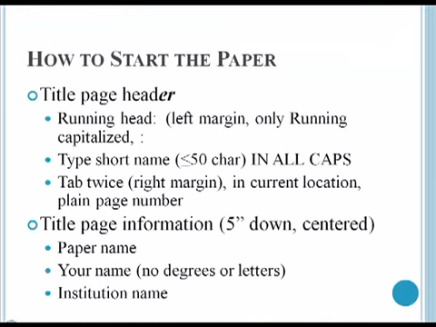Here's the next slide. We're going to make our page header. We're going to write the word running head in the left margin, and we're only going to capitalize the first letter, and then we'll put a colon at the end. We'll type the name of our paper in all capital letters, 50 or fewer characters. If you have more than 50 characters, you have to use only the main words. Then we'll press the Tab key twice to get to the right margin, and in the current location add a plain page number. I'll show you how to do that.